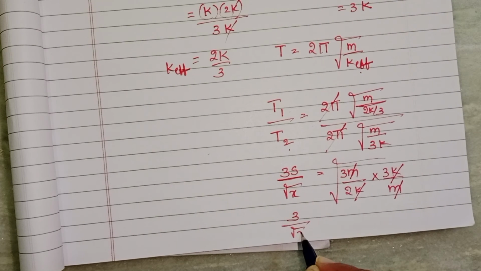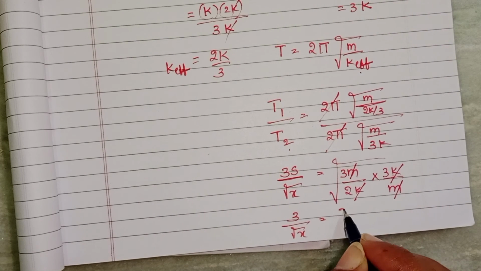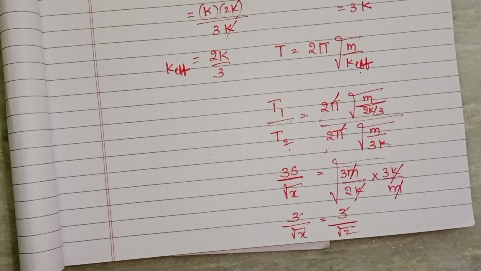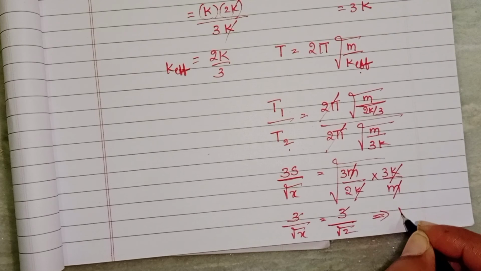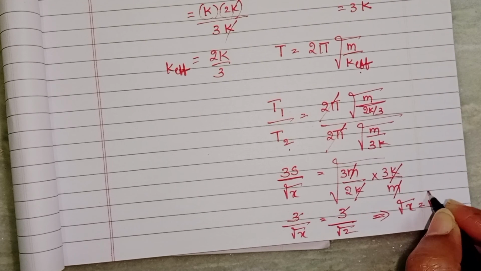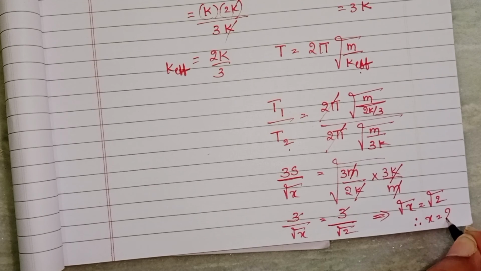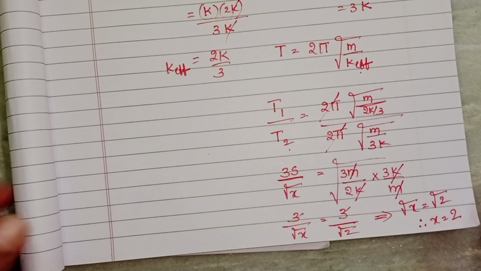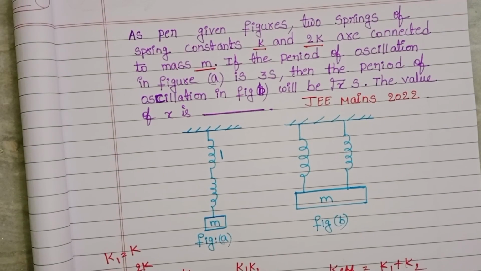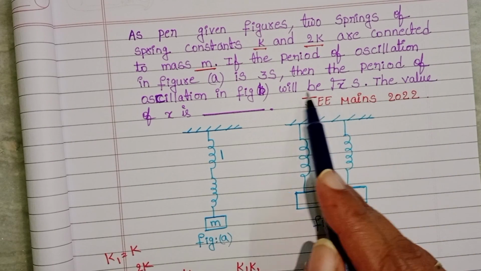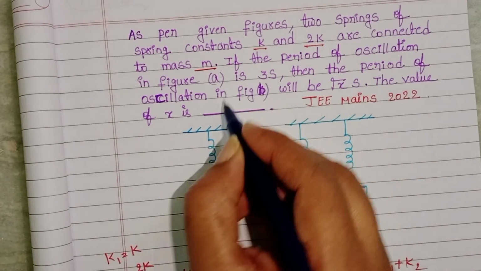3 by square root of x is equal to 3 by root 2. 3 gets cancelled. Square root of x equals square root of 2. Therefore, x is equal to 2. The value of x is 2.